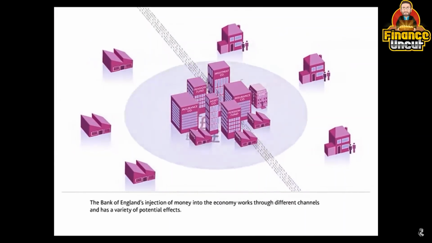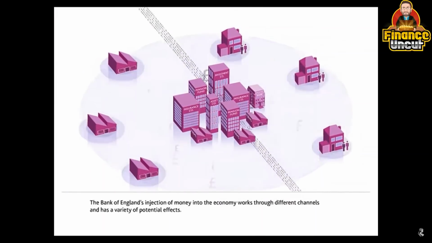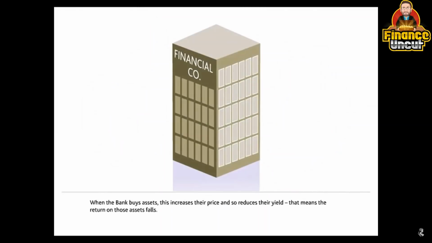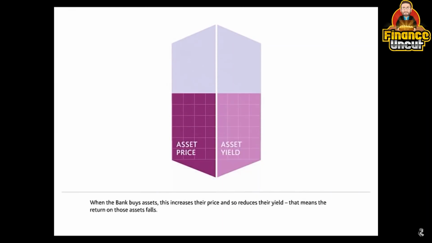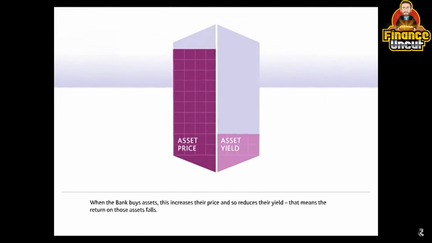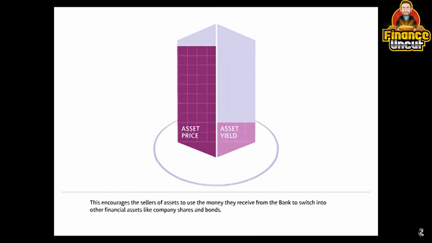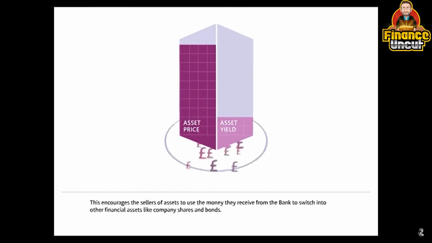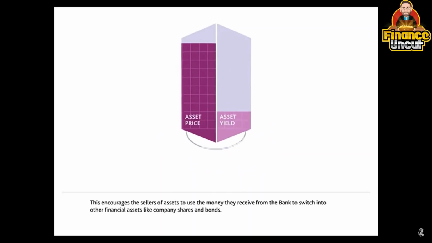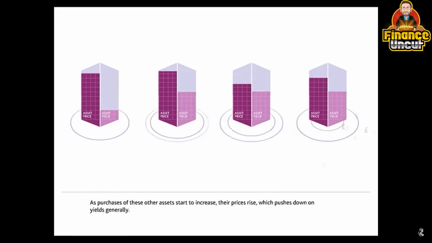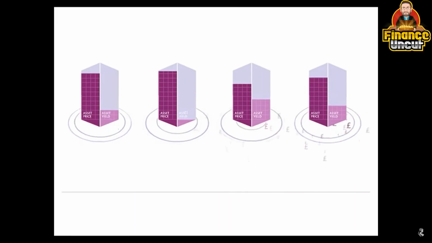The Bank of England's injection of money into the economy works through different channels and has a variety of potential effects. When the bank buys assets, this increases their price and so reduces their yield. That means the return on those assets falls. This encourages the sellers of assets to use the money they receive from the bank to switch into other financial assets, like company shares and bonds. As purchases of these other assets start to increase, their prices rise, which pushes down on yields generally.